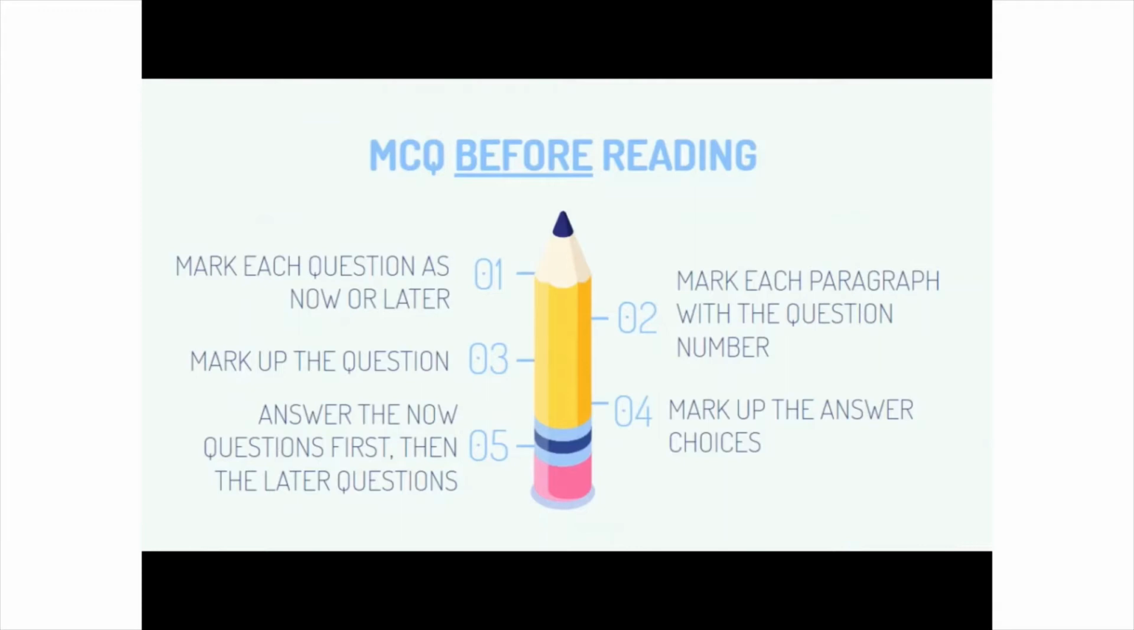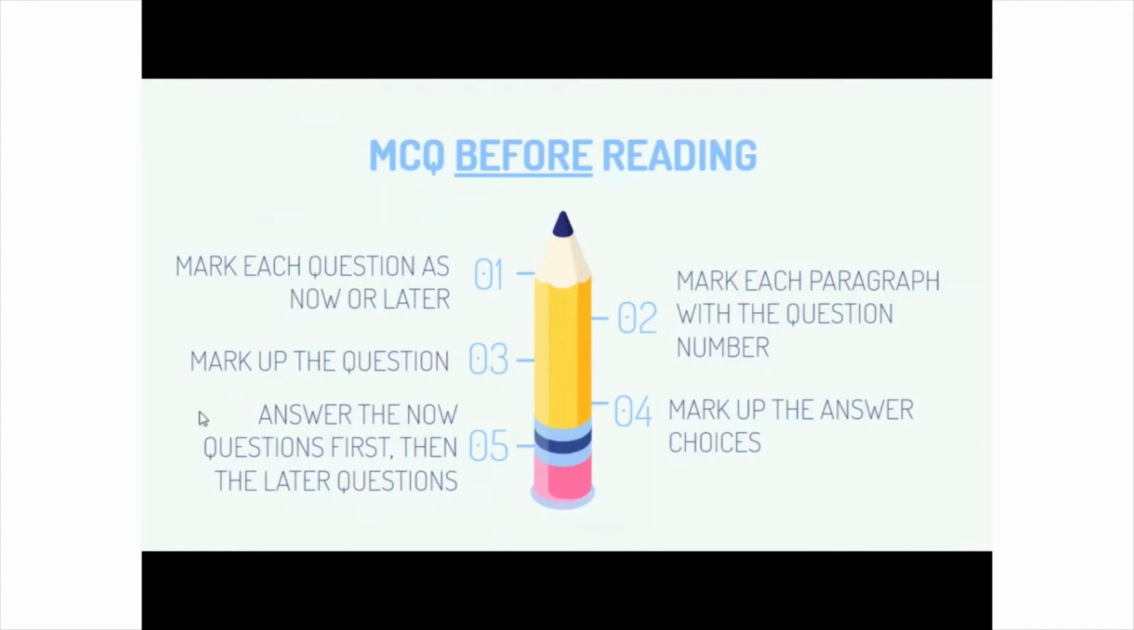So first, before we start reading the passage, we get the reading section in front of us. We get to our first section of it, right? I'm going to skip the passage first and look at the questions. And I'm going to mark each question now, later, later, later, now, later, later. And then I'm going to go back and look at, mark each paragraph with the question number.